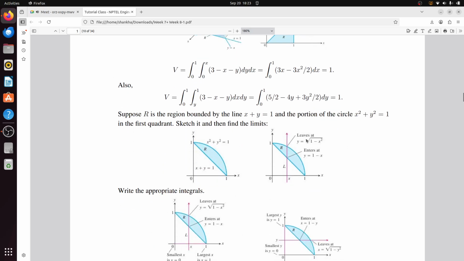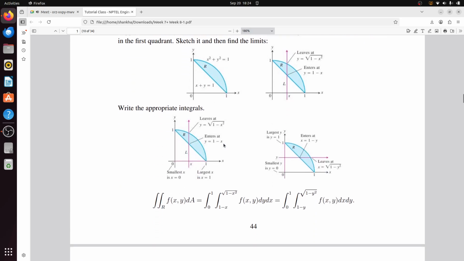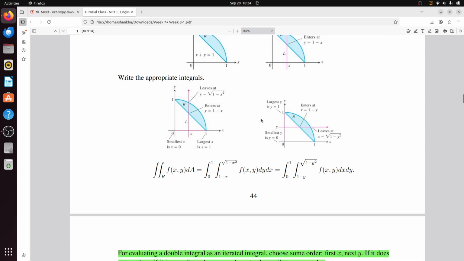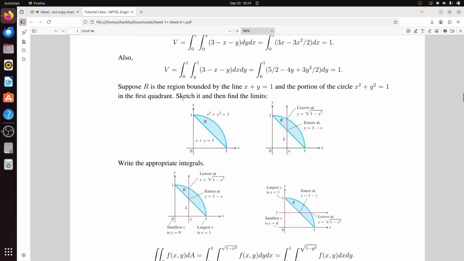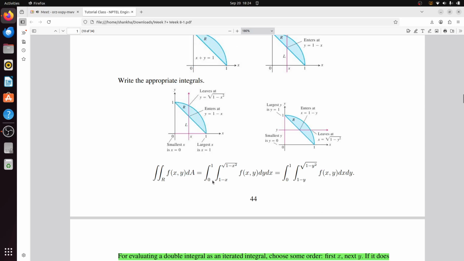Suppose R is the region bounded by the line x plus y equal to 1 and the portion of the circle x square plus y square equal to 1 in the first quadrant. You sketch it and then find the limits. So once again, if you have this type of circular region, then for a circle you can also use this type of transformation.